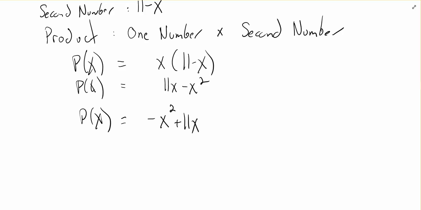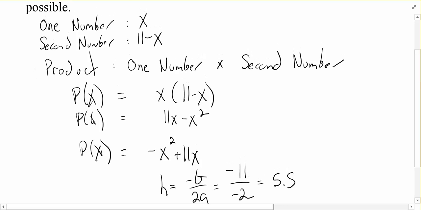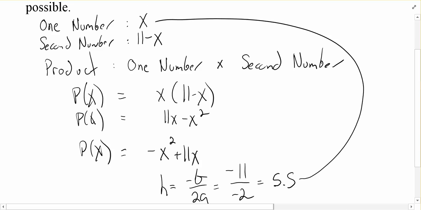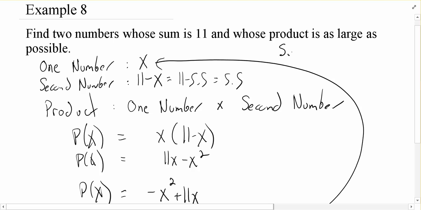If I want to find the x value that made the product as large as possible, I could take the opposite of b over 2a. That's negative 11 over negative 2. That's 5.5. If I plug 5.5 into this, I get 5.5. So my two numbers are 5.5 and 5.5.